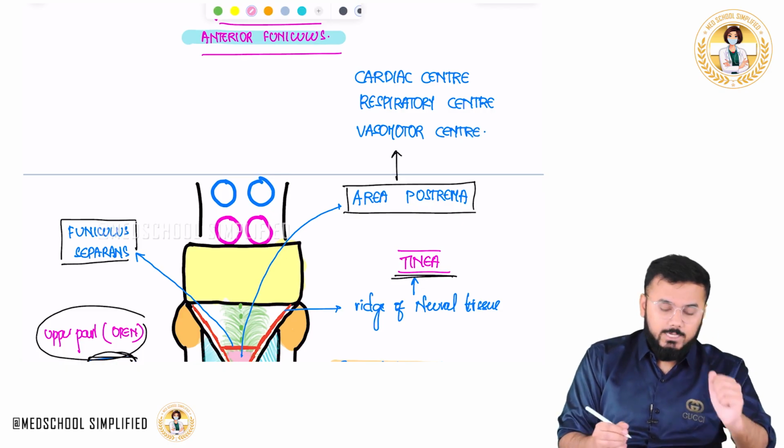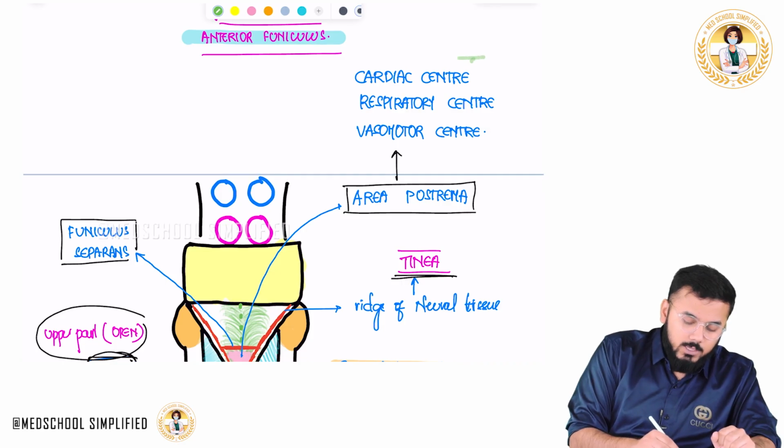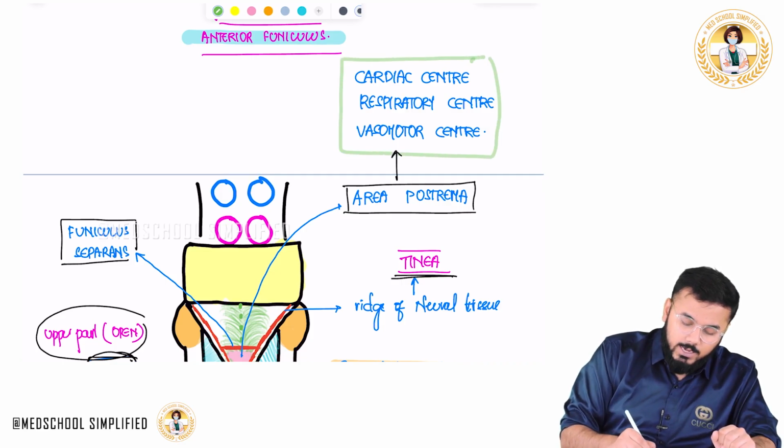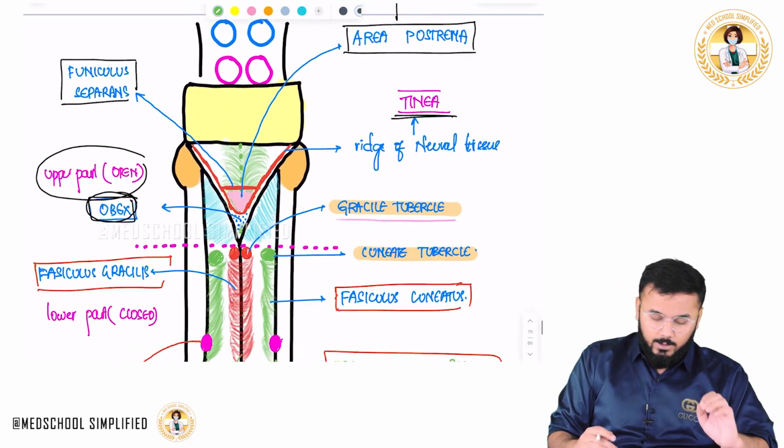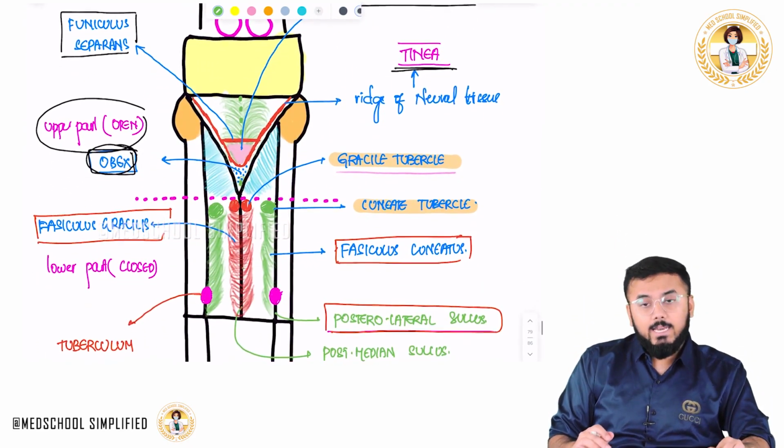Okay, so there are three centers that are located over here. So what are these three areas? One is your cardiac area, next your vasomotor area, and the third one is your respiratory area. Now why is this clinically important?